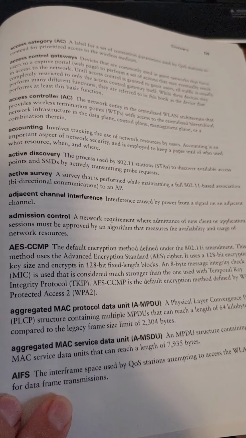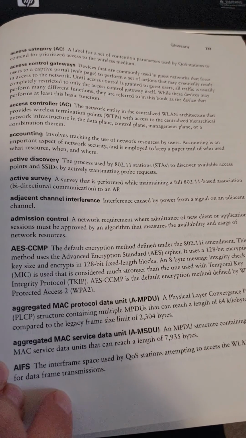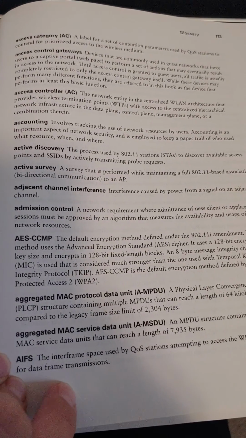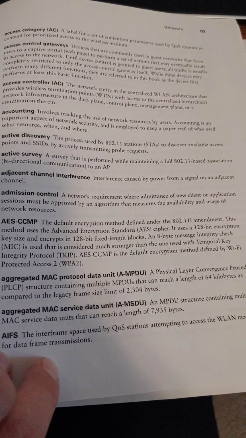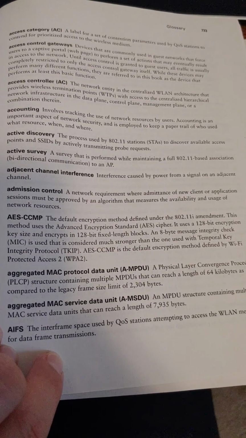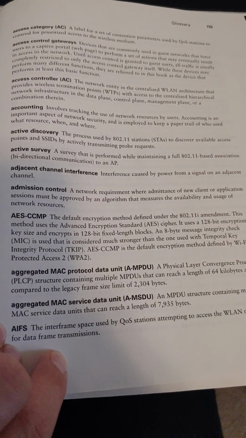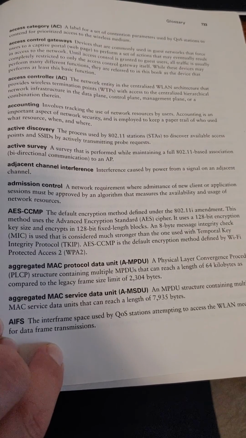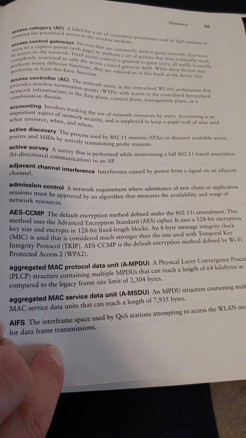Accounting involves the tracking of use of network resources by users. Accounting is an important aspect of network security and is employed to keep a paper trail of what resource, when, and where, and who used it. Active Discovery, the process used by 802.11 stations, STAs, to discover access points and SSIDs by actively transmitting probe requests. Active Survey, a survey that is performed while maintaining full 802.11 based association and bidirectional communication to an AP.